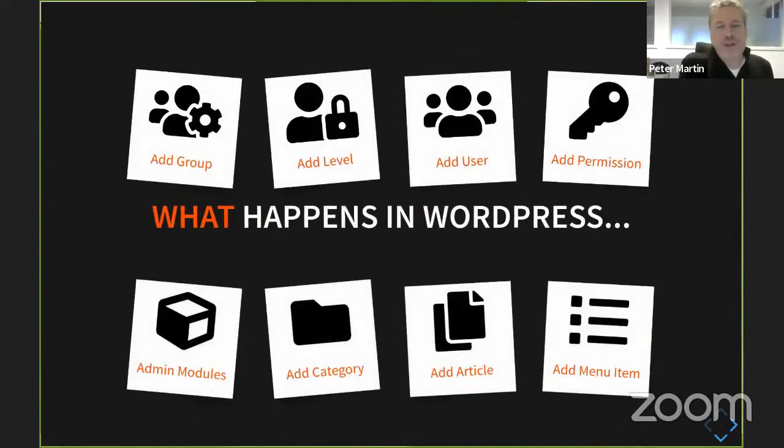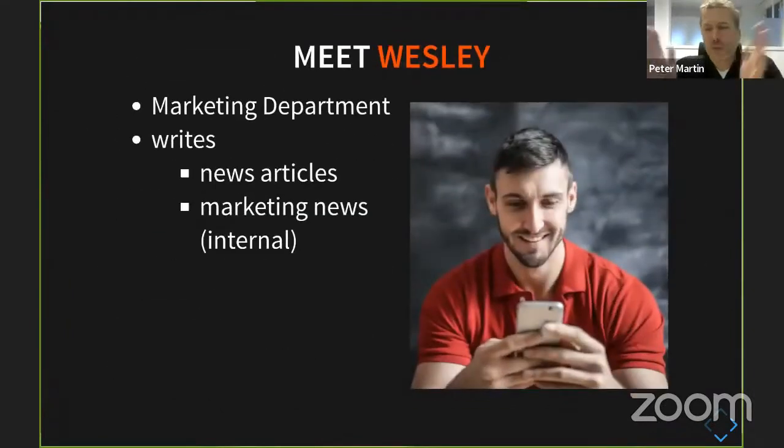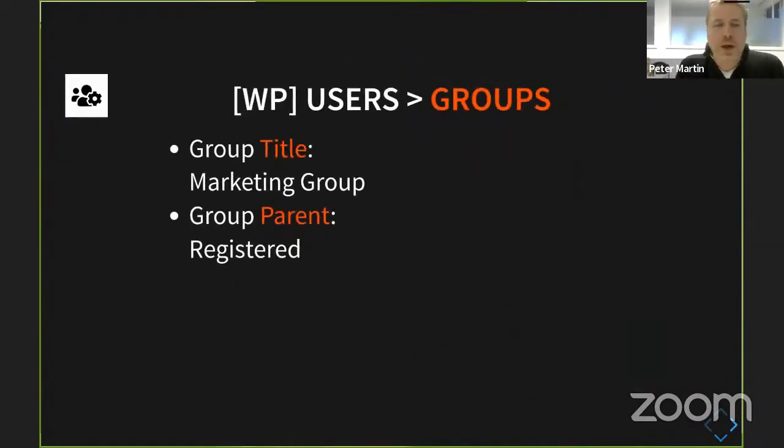So I just showed you what happens in Joomla. Now I will show briefly what happens in WordPress. I will try to create a group, a level, user, permissions, admin module, a category, article, and menu item. So first of all, group. Meet Wesley. He works at the marketing department that has a WordPress website. He writes news articles and also internal marketing news. So we need a group for marketing, for registered, and also we need a new group.